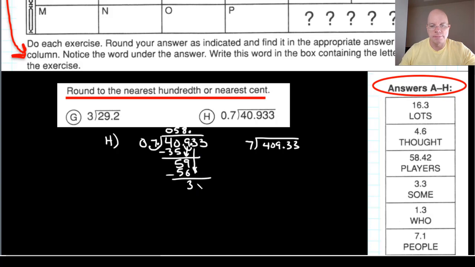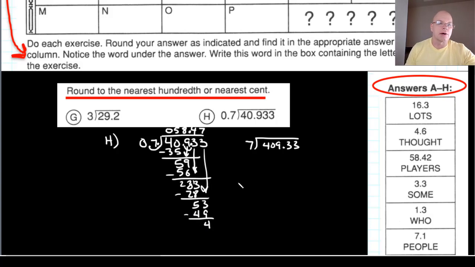Bring down this 3. See, once we've decided where the decimal goes and lined it up in our quotient, we don't have to think about it anymore. How many sevens in 33? Well, I know 5 sevens is 35, so that's too much. 4 sevens is 28. Subtract, I get a difference of 5. 13 minus 8 is 5. Bring down this 3. How many sevens in 53? 7 sevens is 49. That gives me a difference of 4.